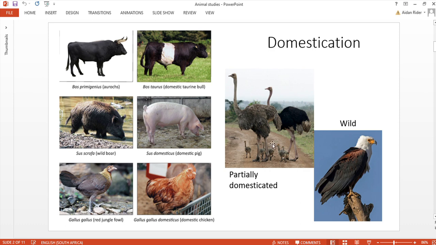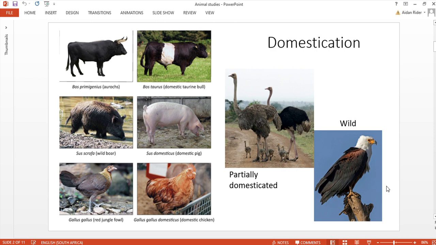Yes, we breed them, we can try and select which male and which female breeds with one another, and we can handle the chicks, but they are still partially wild. That's why partially domesticated, partially wild, 50-50. They're 50% domesticated and 50% still wild animal. And then a third category within domestication, I want to say, is your fully wild animals, such as your eagles, as an example.